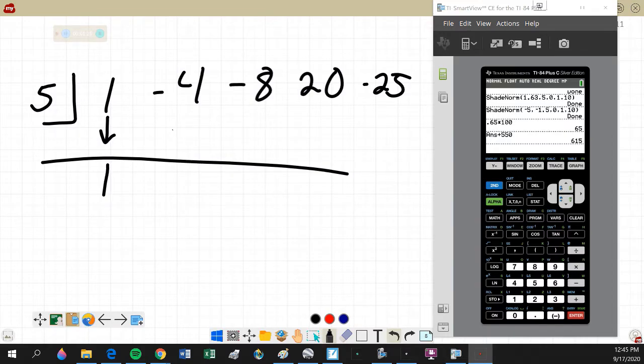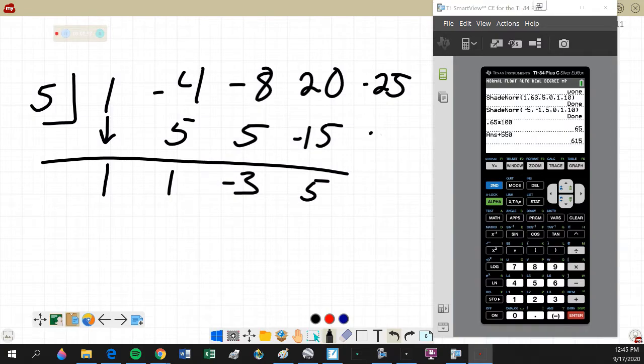5 times 1 is 5. -4 plus 5 is 1. 5 times 1 is 5. -8 plus 5 is -3. 5 times -3 is -15, which gives me 5. And that gives me 25. And I get a remainder of 0.